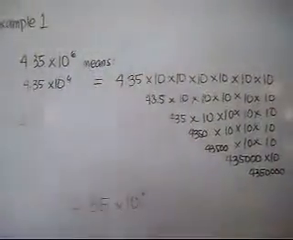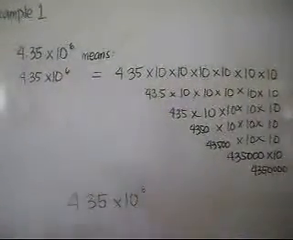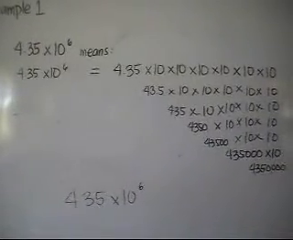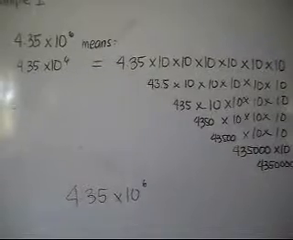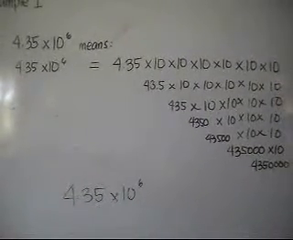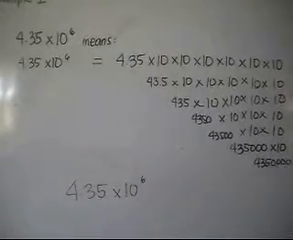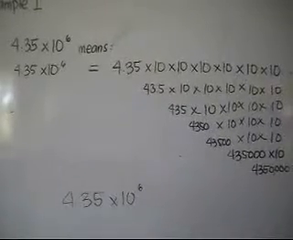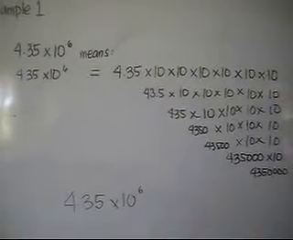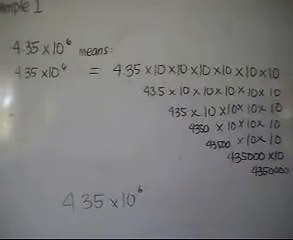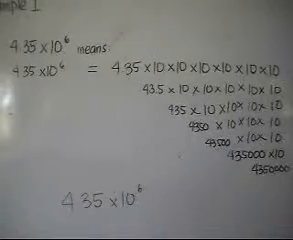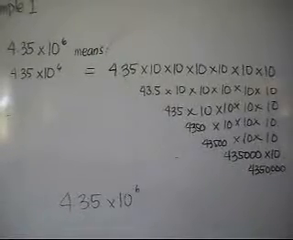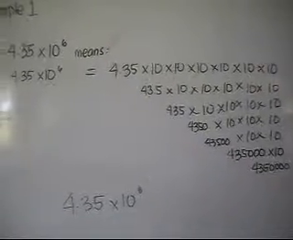Example number 1. We have 4.35 times 10 to the power of 6. That means that the number 4.35 times 10 to the power of 6 is in scientific notation because 4.35 is greater than or equal to 1 but less than 10, and the exponent 6 is an integer. The number 43.5 times 10 to the power of 6 is not in scientific notation because 43.5 is greater than 10. The number 0.435 times 10 to the power of 6 is also not in scientific notation because 0.435 is less than 1.